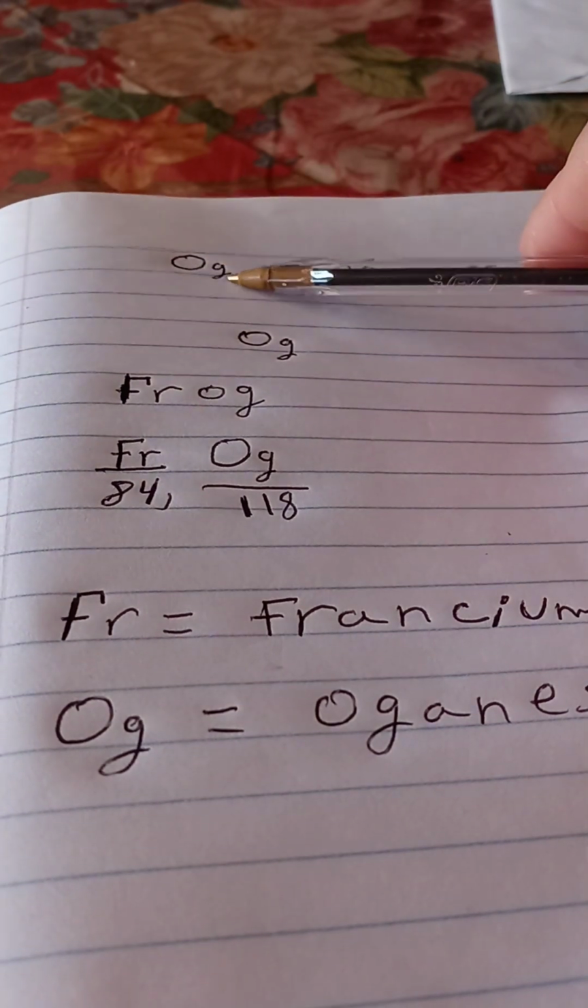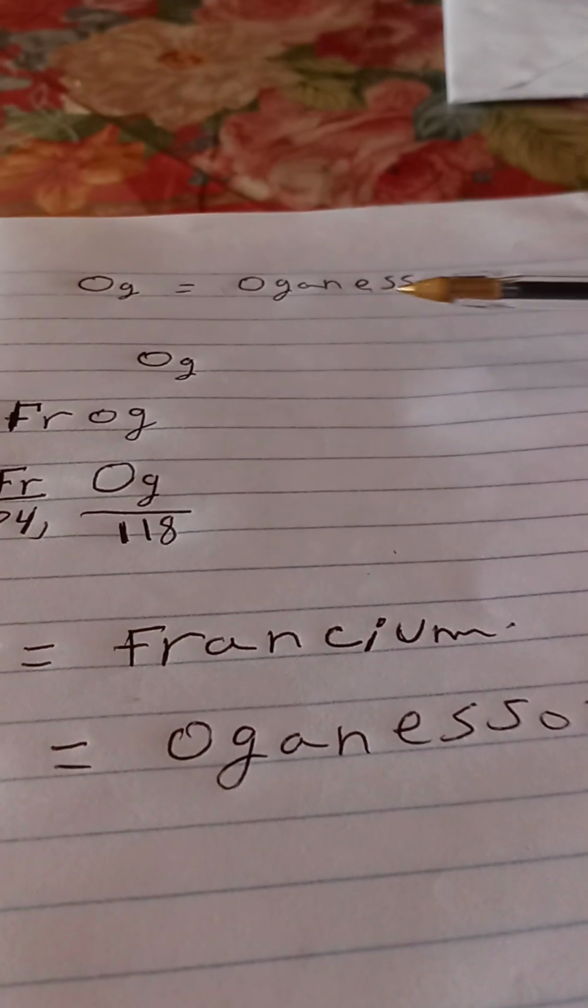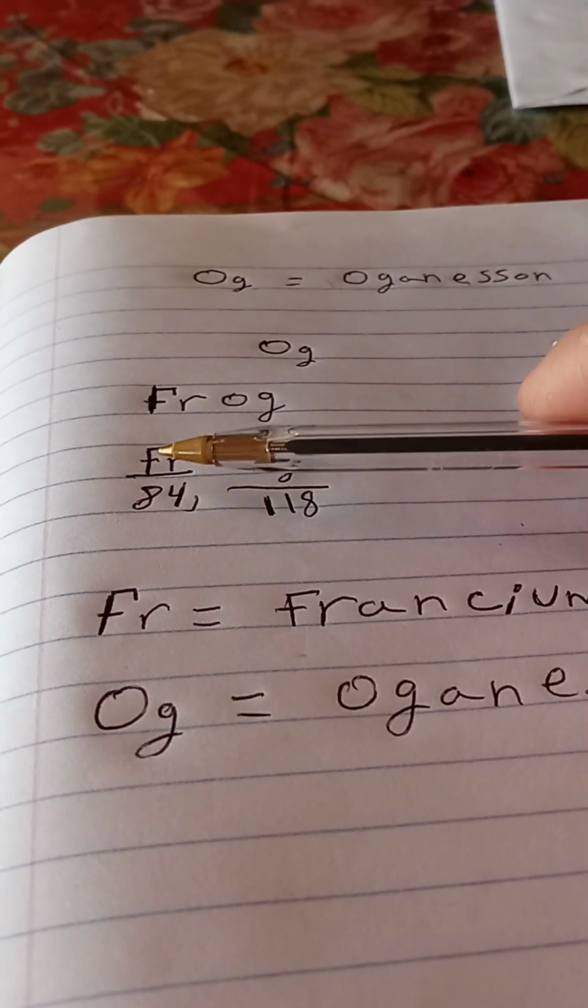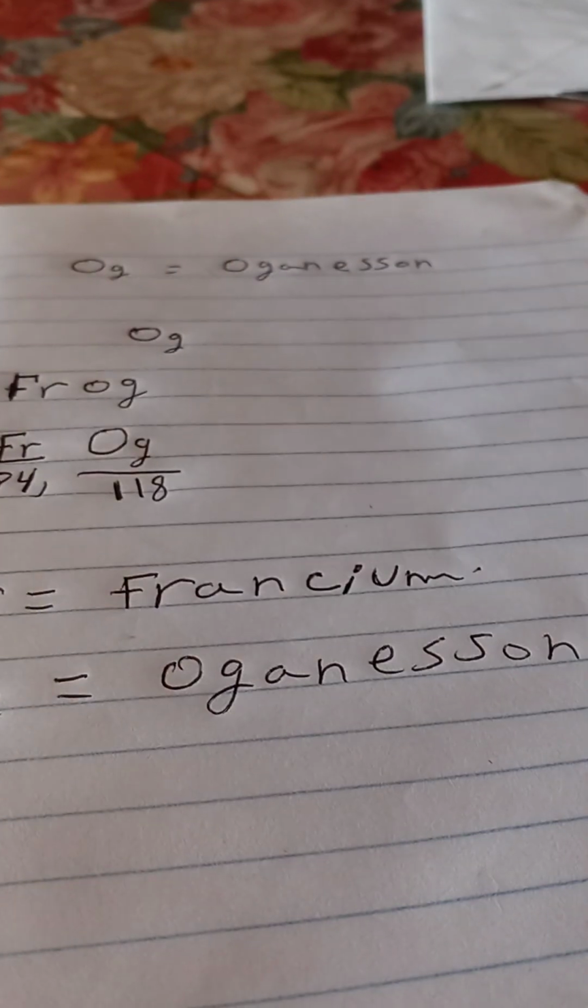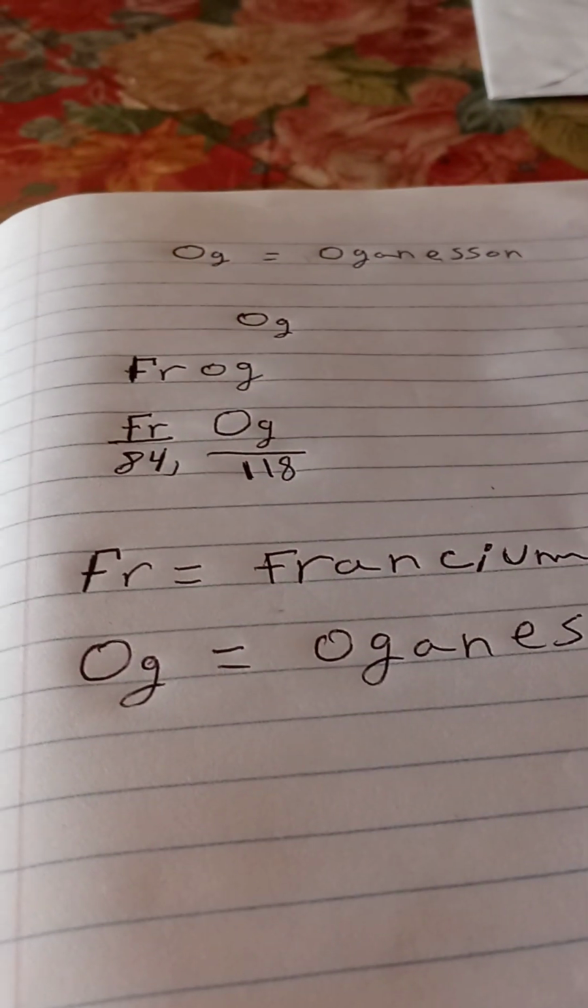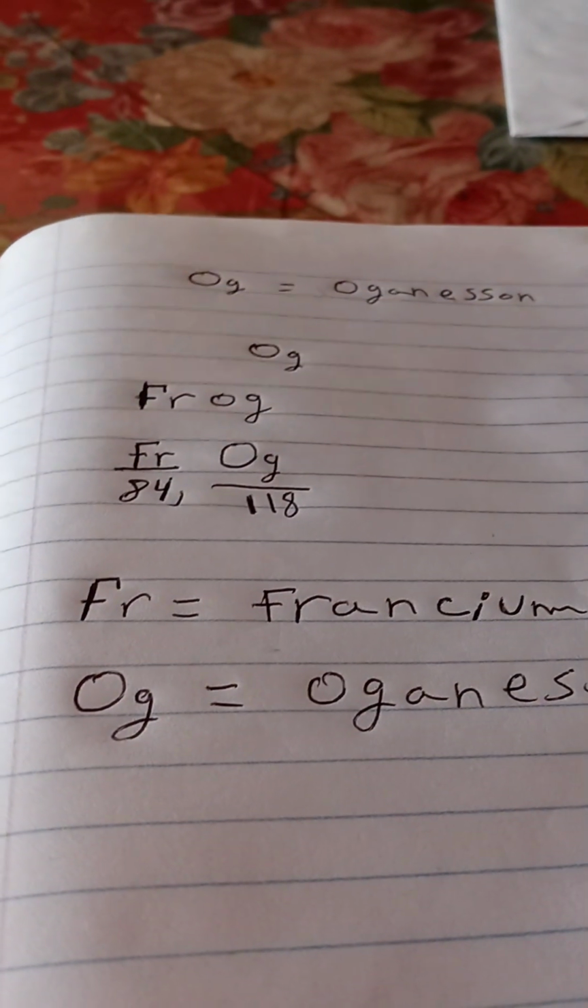The capital O and a small g is for Oganesson, and capital F and the R is for Francium. Frog, easy to remember.